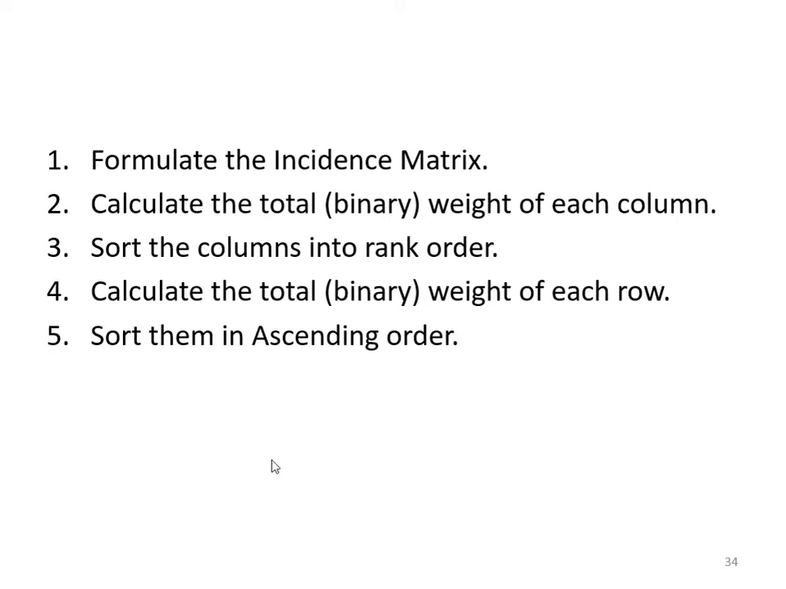We are discussing a step-by-step procedure. First, we need to formulate the incidence matrix, and next to that, we need to find the total binary weight of each individual column. After finding that total binary weight of each column, we need to sort into a particular rank order based on the individual binary weight they have got, and we will see how this particular procedure will go ahead. In the same way we will do it for each row.